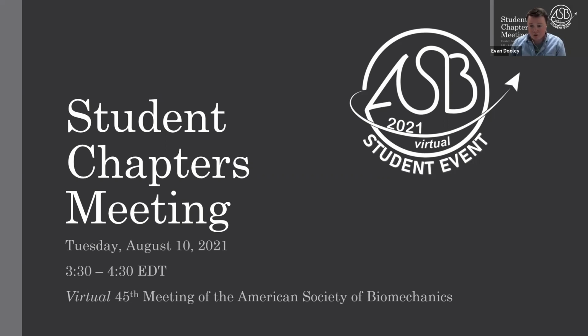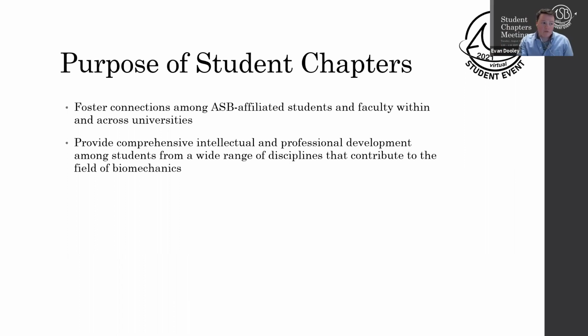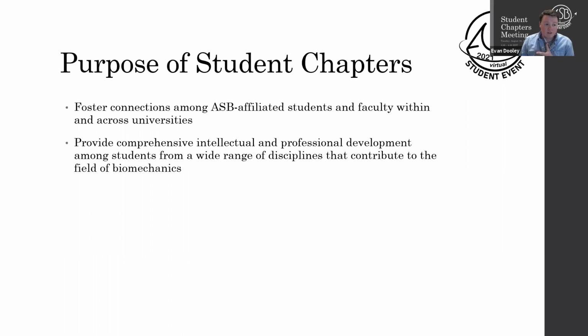I figured a good place to start is, what's the purpose of student chapters? Why did the executive board decide to start this initiative within our society? The primary thing we want to do is bring people together. We're trying to make connections between all the biomechanics people at your institution, and then across different universities as well. We also want to provide intellectual and professional development across all the disciplines that feed into biomechanics, because everybody has something they can bring to the table, and you're going to get a new perspective when you meet all these different people.